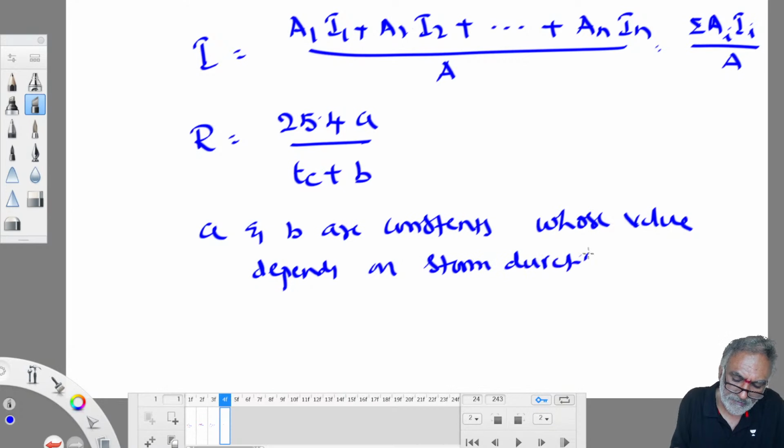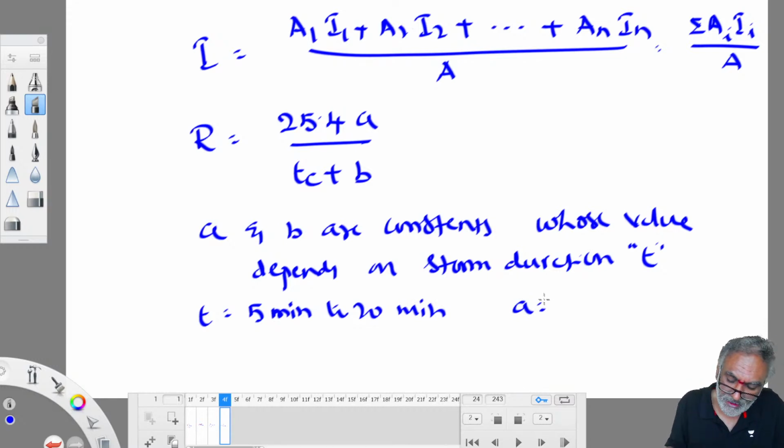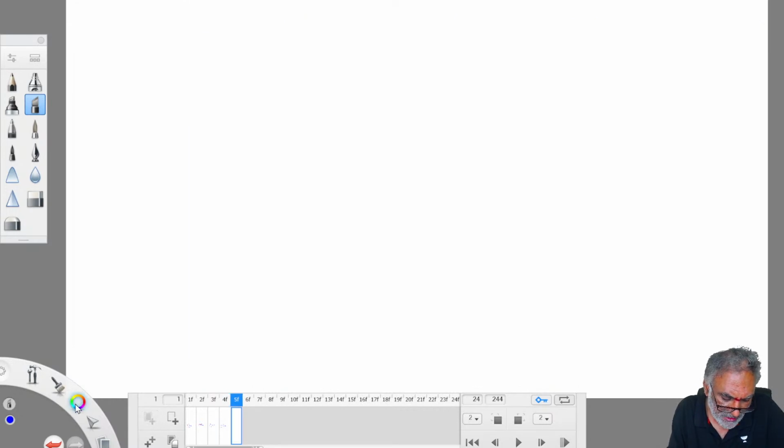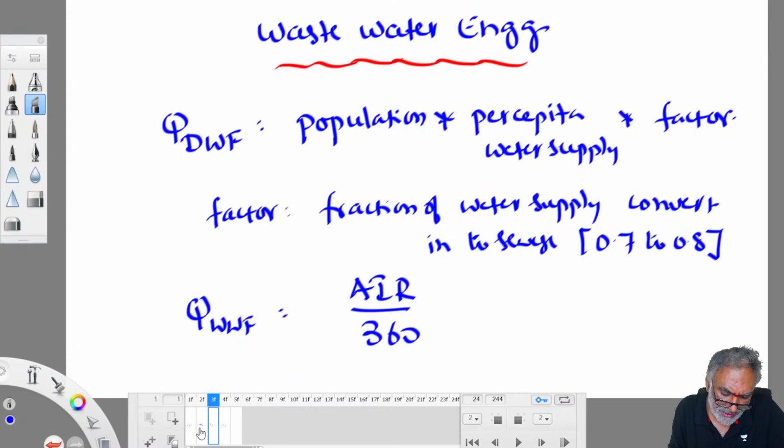Storm duration T. So for storms of duration 5 minutes to 20 minutes, we take A value is equal to 30 and B value is equal to 10. For storms of duration greater than 20 minutes, A value is taken as 40 and B value is taken as 20. Then one more thing in that equation is TC. TC stands for, I'll repeat once again.